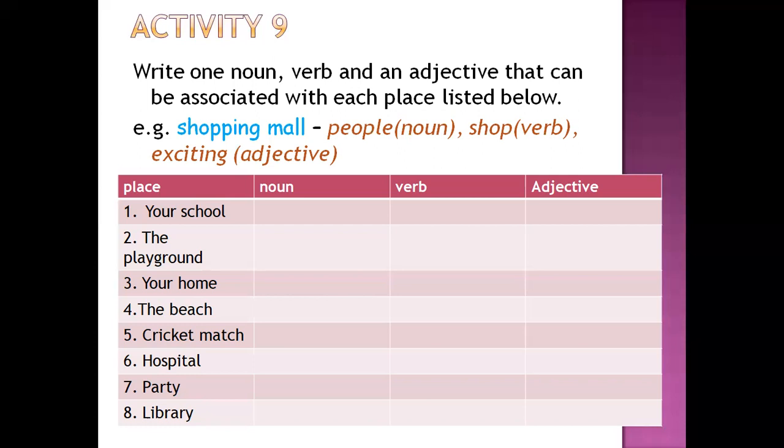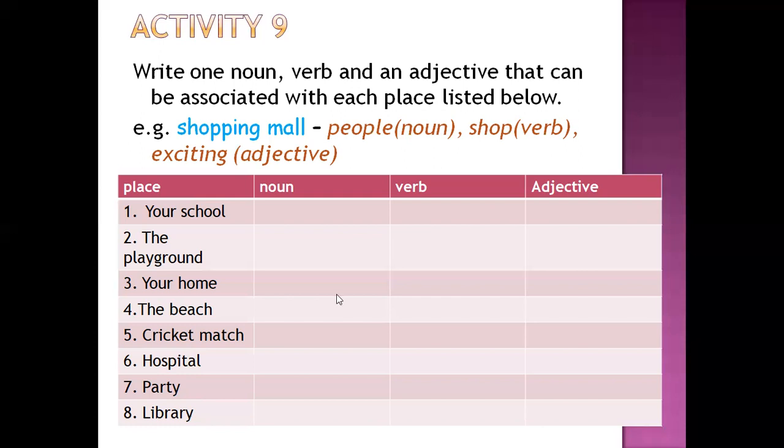The next one is the playground. Third one is your home. Next one is the beach. Next one is a cricket match. In a cricket match, what are the nouns, verbs, and adjectives you can find? Next one, number 6, hospital. Number 7, a party. Number 8, a library. This is quite interesting. Can you find those word classes or some example words for these places? Try to do it. This is for your homework.